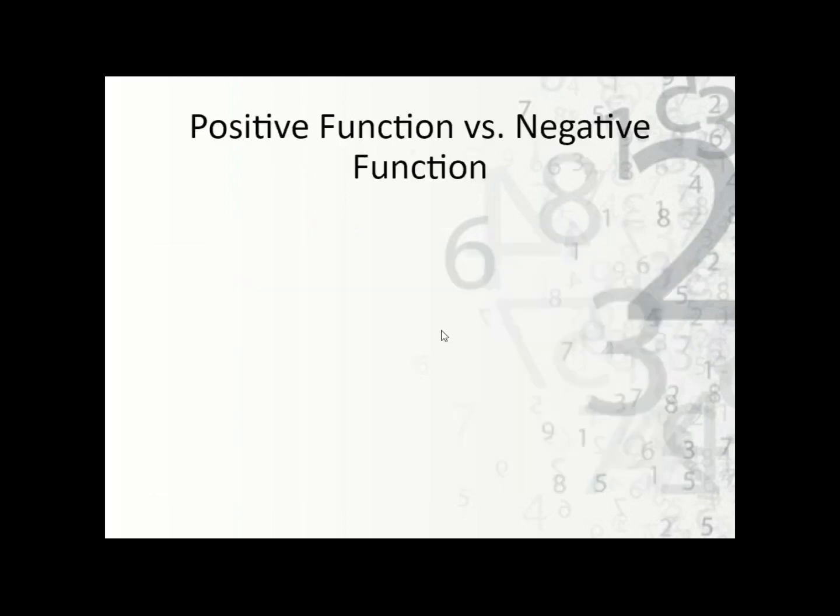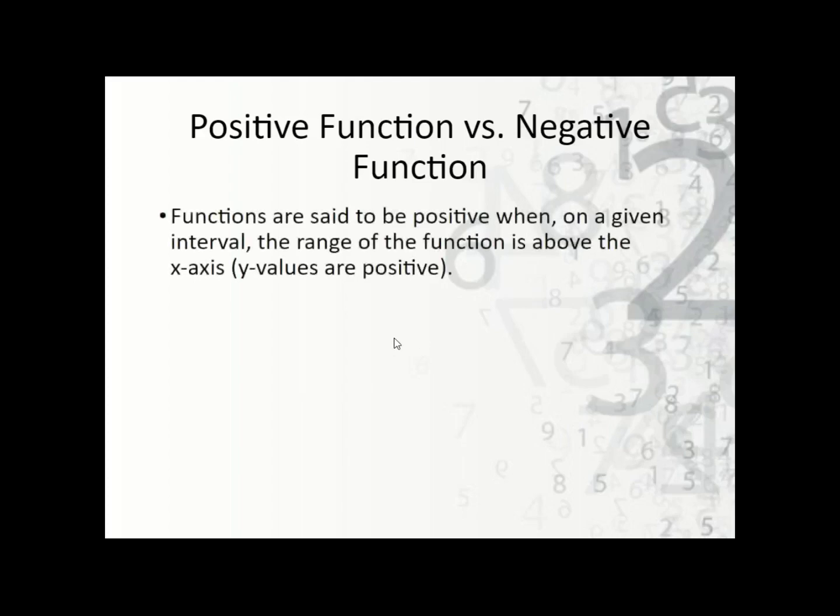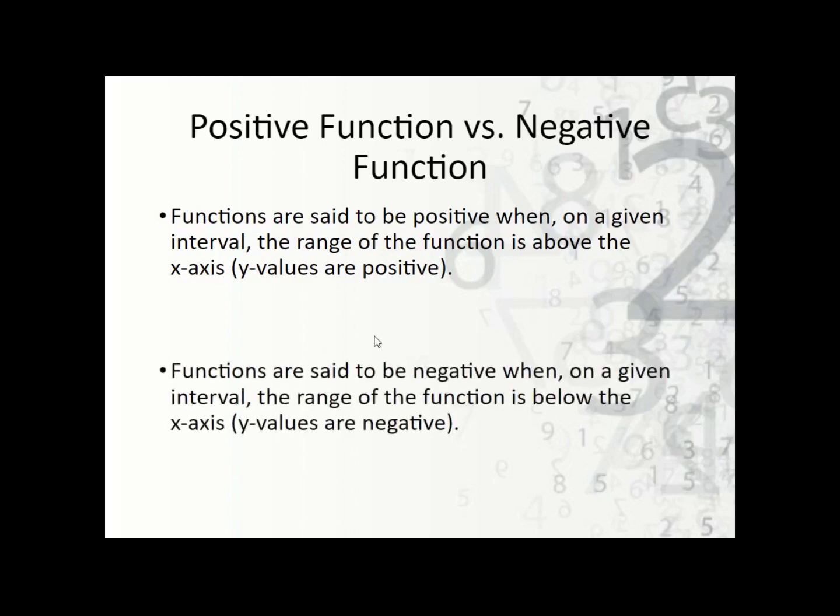Now let's talk about positive and negative functions. We're not really talking about positive and negative functions as a whole. We're talking about the intervals where these things occur. Functions are said to be positive on a given interval when the range of the function, or the y values, is above the x-axis. So when the graph is showing above the x-axis, that's where the function is positive. Now they're negative on a given interval when the range is below the x-axis.